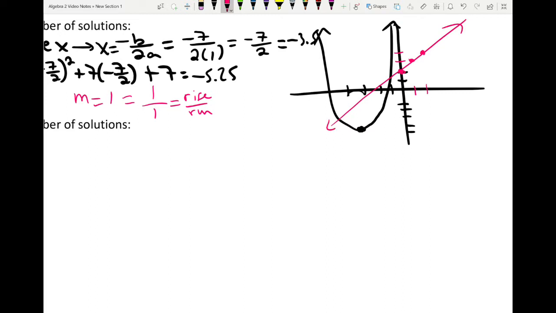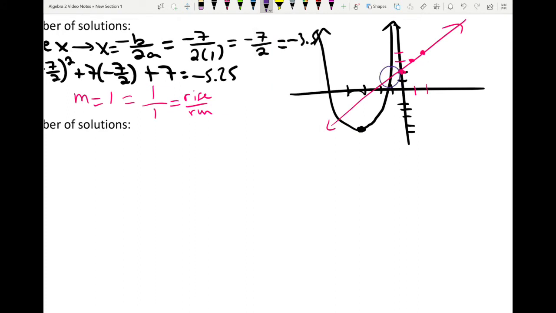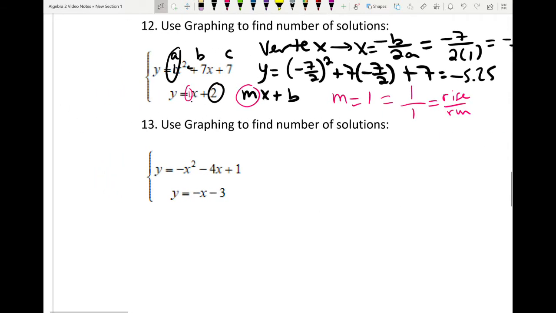Like I said, just a basic sketch. You don't want to be too detailed because all you're looking for is the solutions. So you have a solution here and a solution there. You get 2 solutions where it crosses. So our final answer, to find the number of solutions, is 2 solutions.